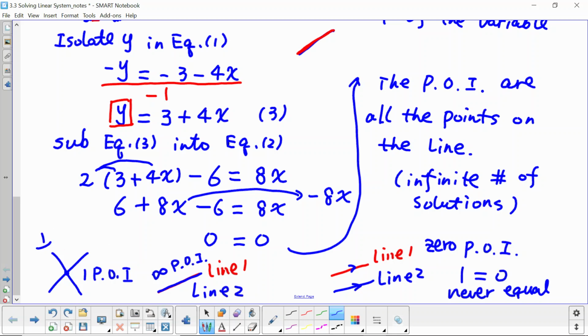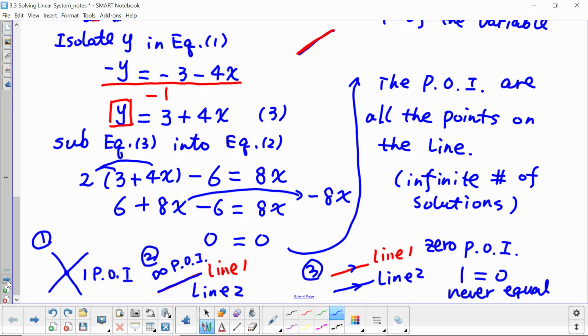So 3 cases. The first one is just the normal case that we had solved before. You have 1 point of intersection. The second case is the 2 lines overlap, they are the same. And the third case is the 2 lines are parallel. Then you will see after simplifying you have 1 equals 0. It will never ever happen, and you don't have any point of intersection.